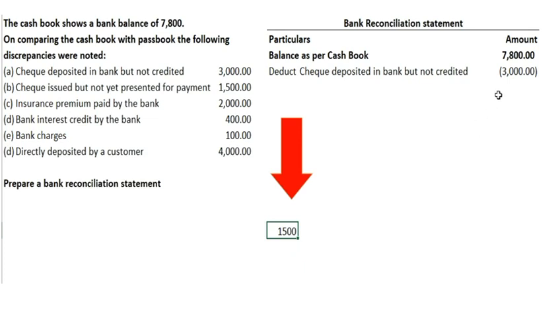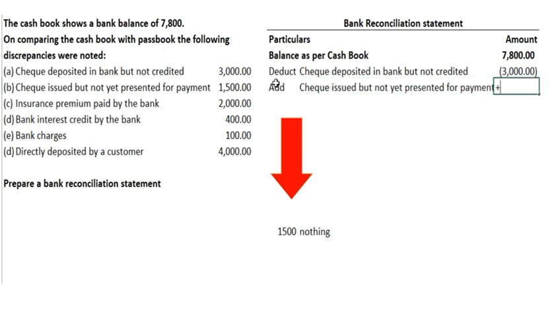Now our purpose is to reach the balance of the bank. What has the bank done regarding 1,500? The bank has done nothing. So in order to reach the bank's balance, we need to reverse what the accountant has done. He reduced the balance, so we need to reverse it by adding it back. Add check issued but not presented, 1,500.